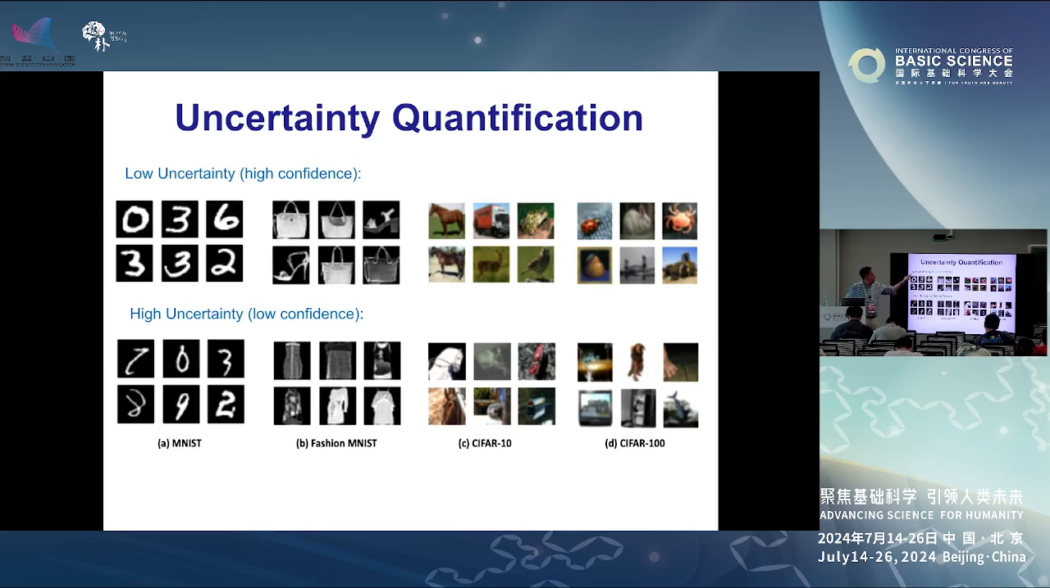Here is a lower uncertainty, which means we have very high confidence in our classification. You can see in MNIST that this digit is clearly written. But here we also have some high uncertainty, meaning low confidence, and you can see these digits are very blurred. Sometimes it's hard to recognize which digits they are. Similarly, this is for Fashion-MNIST, CIFAR-10, CIFAR-100, and so on. For the low uncertainty ones, you can clearly tell what the image is, and for the high uncertainty ones, it's hard to recognize what these images are.